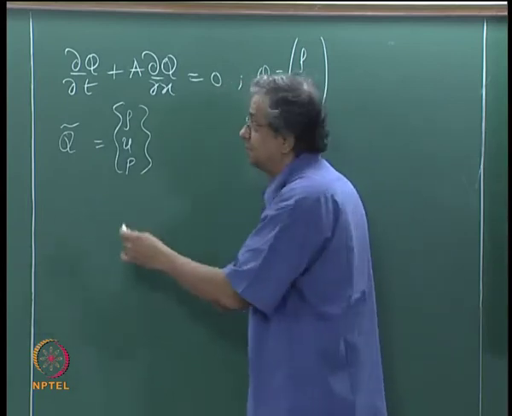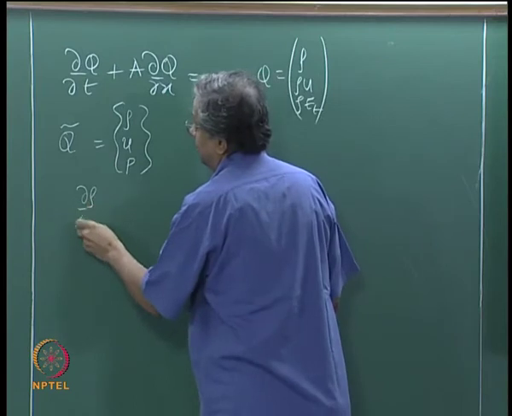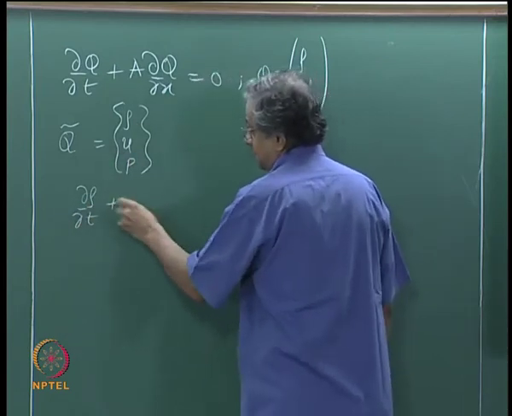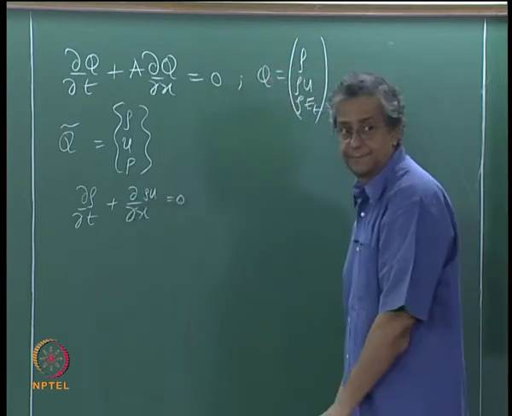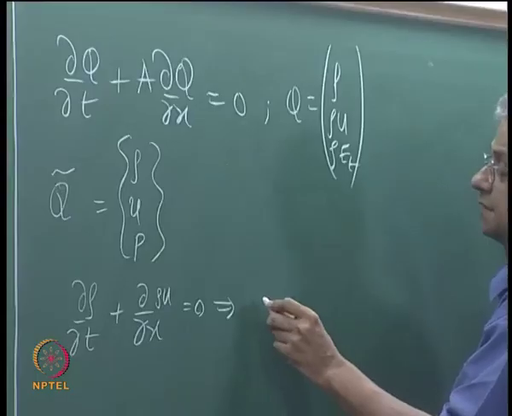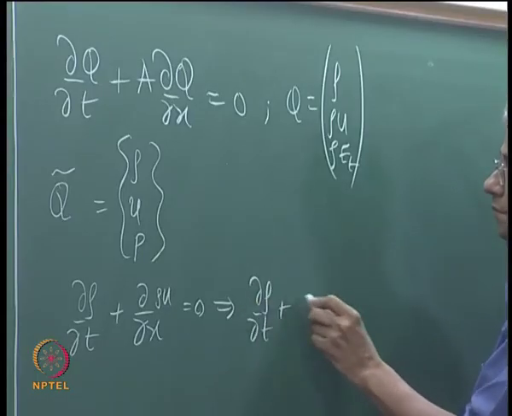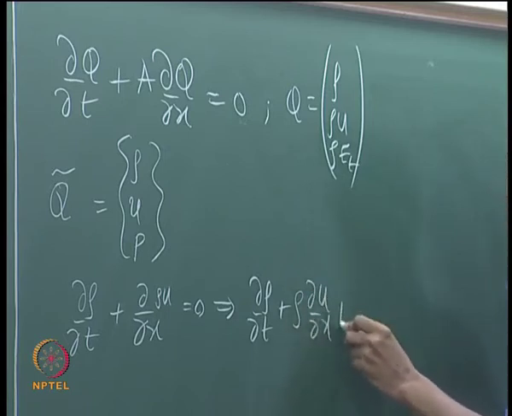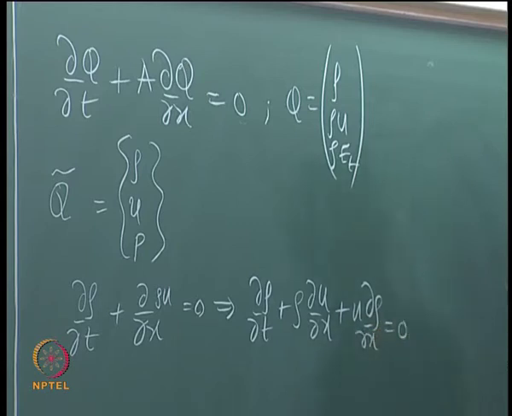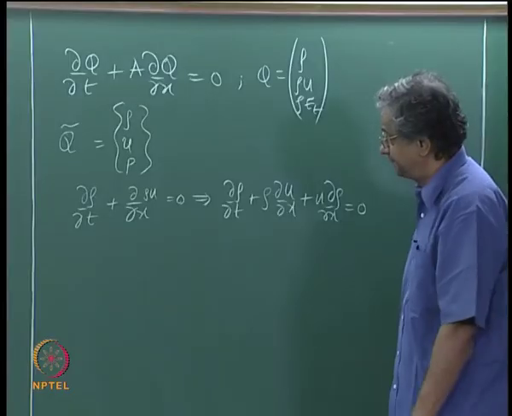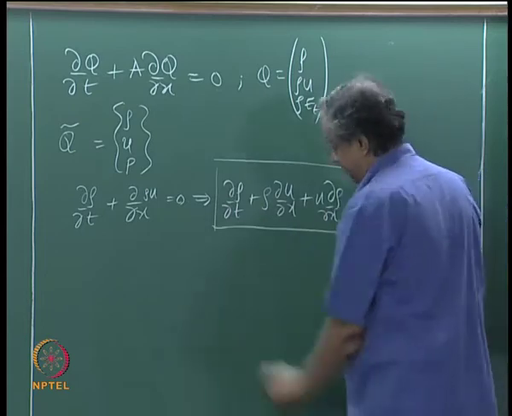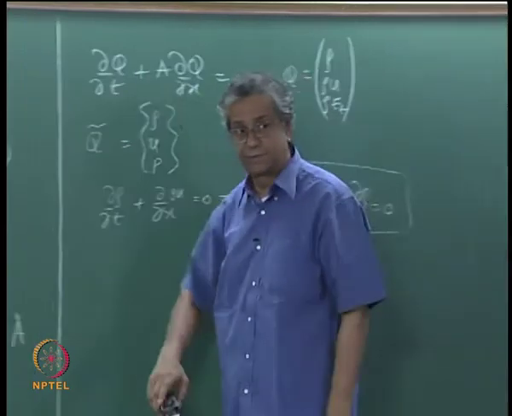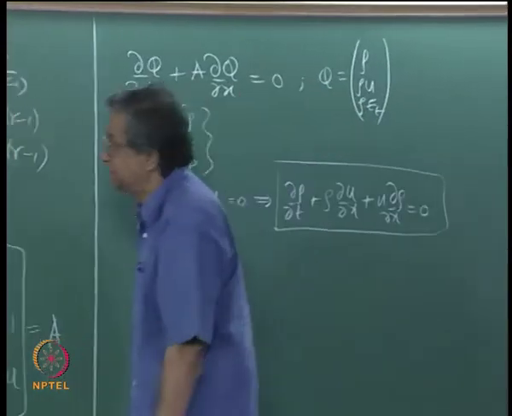So conservation of mass. First equation here, dou rho dou t, it is not a bad start, plus dou by dou x of rho u equals 0. So I can write that as dou rho dou t plus rho dou u dou x plus u dou rho dou x equals 0. Is that fine? Okay. So we have one equation, we need to get the other two equations. For this I will go back maybe to the front board. So we will retain this part to write all the equations, we will go back to the beginning.